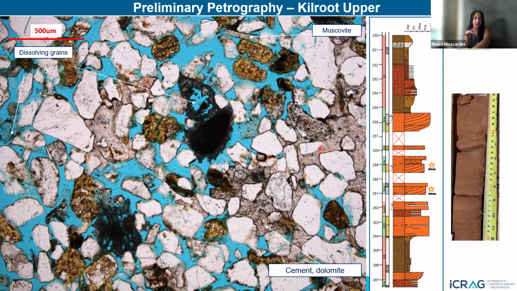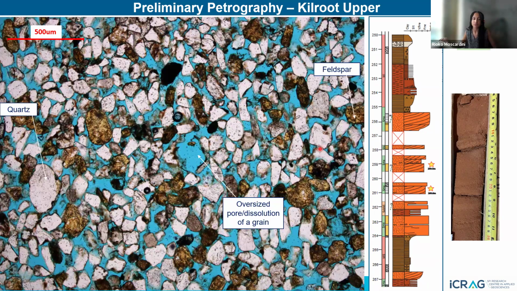Now we're going to go slightly down in the core. Even though we're in the exact same facies, you can see here that the grain size is a little smaller. There's still quite a lot of blue, so quite a lot of porosity. In this section, we don't really see too much cement. There's a little clast up here. And we also see these dissolved pores in this section.